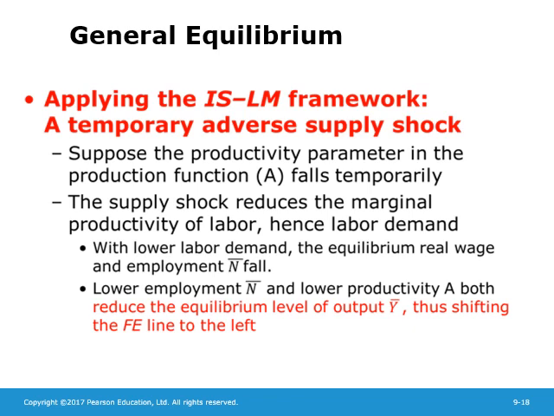And when we have lower N-bar, and we said that this adverse supply shock has lowered productivity, what's the effect of this on Y-bar? It also decreases. So Y-bar decreases because N-bar decreased and because A decreased. So the FE line will shift. How will we shift the FE line? It will be shifted to the left because Y-bar decreased. So the effect of the adverse supply shock here is that the FE line will shift to the left due to the decline in Y-bar, due to the decrease in N-bar and A.